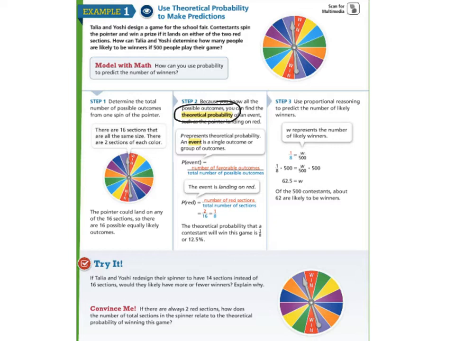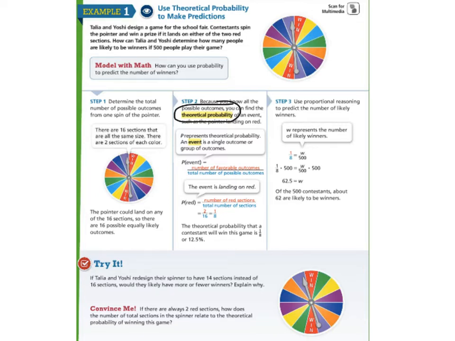So the probability of landing on red means the total number of red sections divided by the total number of sections altogether. The theoretical probability here is 2 out of 16 because there are 2 red sections out of 16 sections total. But that simplifies to 1 out of 8. So the theoretical probability that a contestant will win this game is 1 out of 8, or 12.5%.